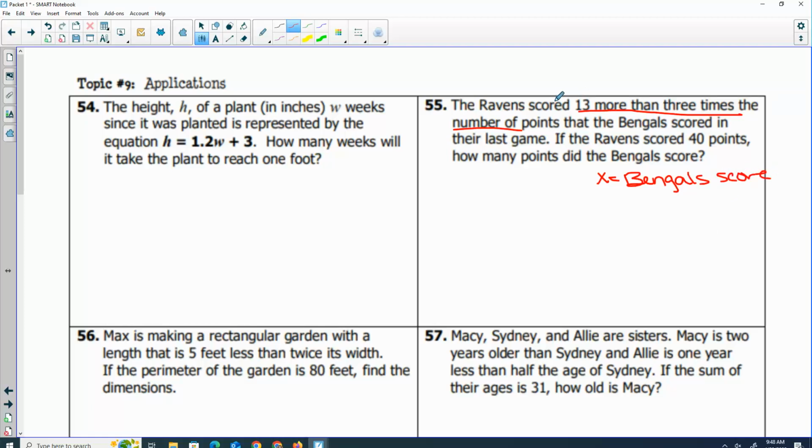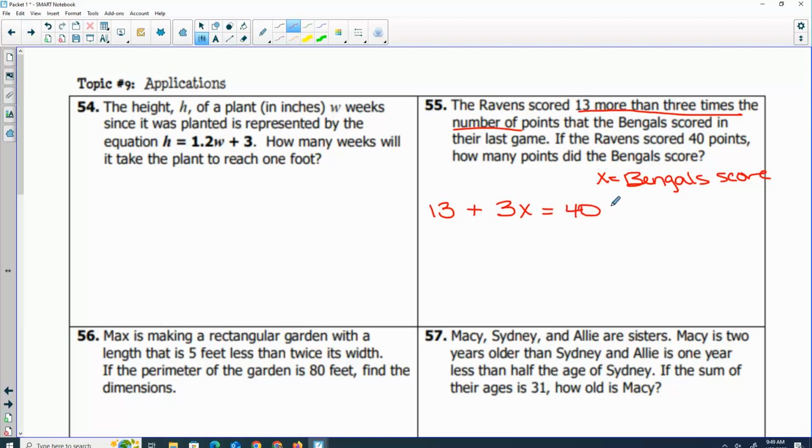So if I'm writing the equation, the Ravens scored 13. What does more than mean? Greater than, so we would add. Does everyone know that? So 13 plus 3 times the number of points the Bengals scored. And the number the Bengals scored, that was my x. So 13 plus 3x is the Ravens score. And how many points did the Ravens score? 40. So we had to write an equation.